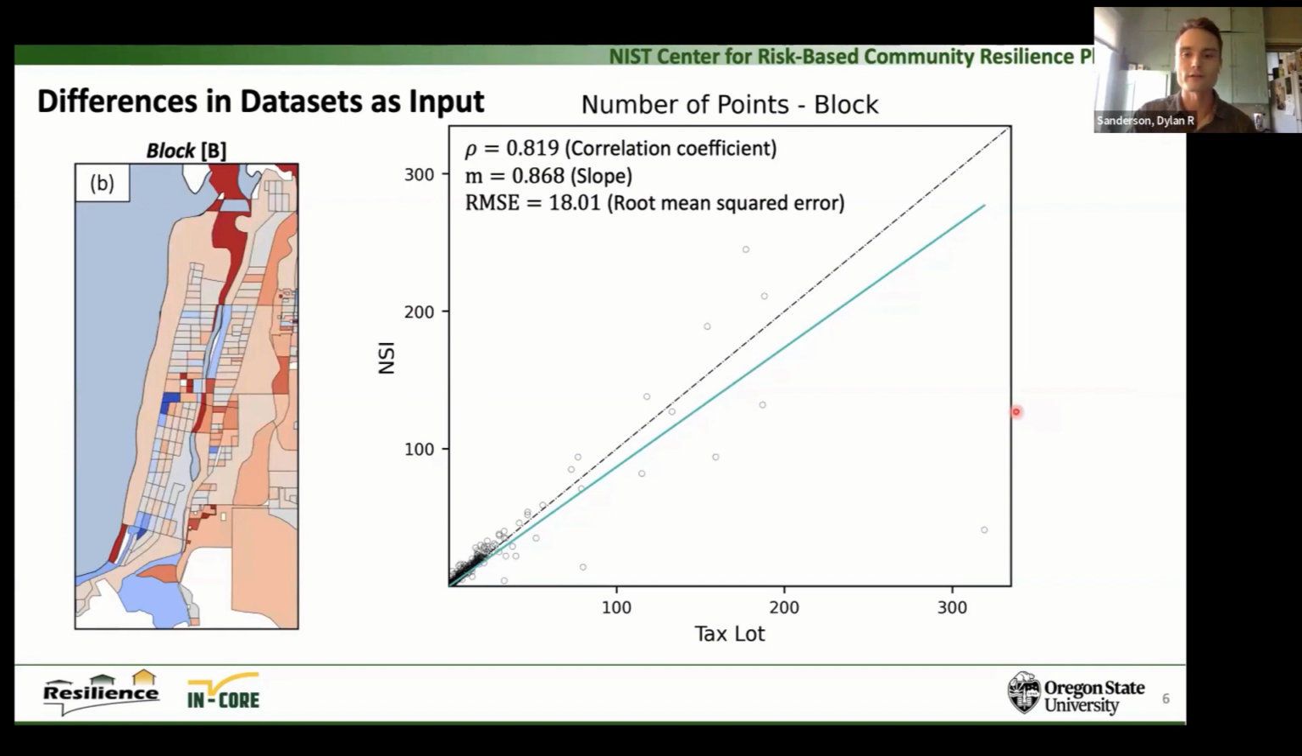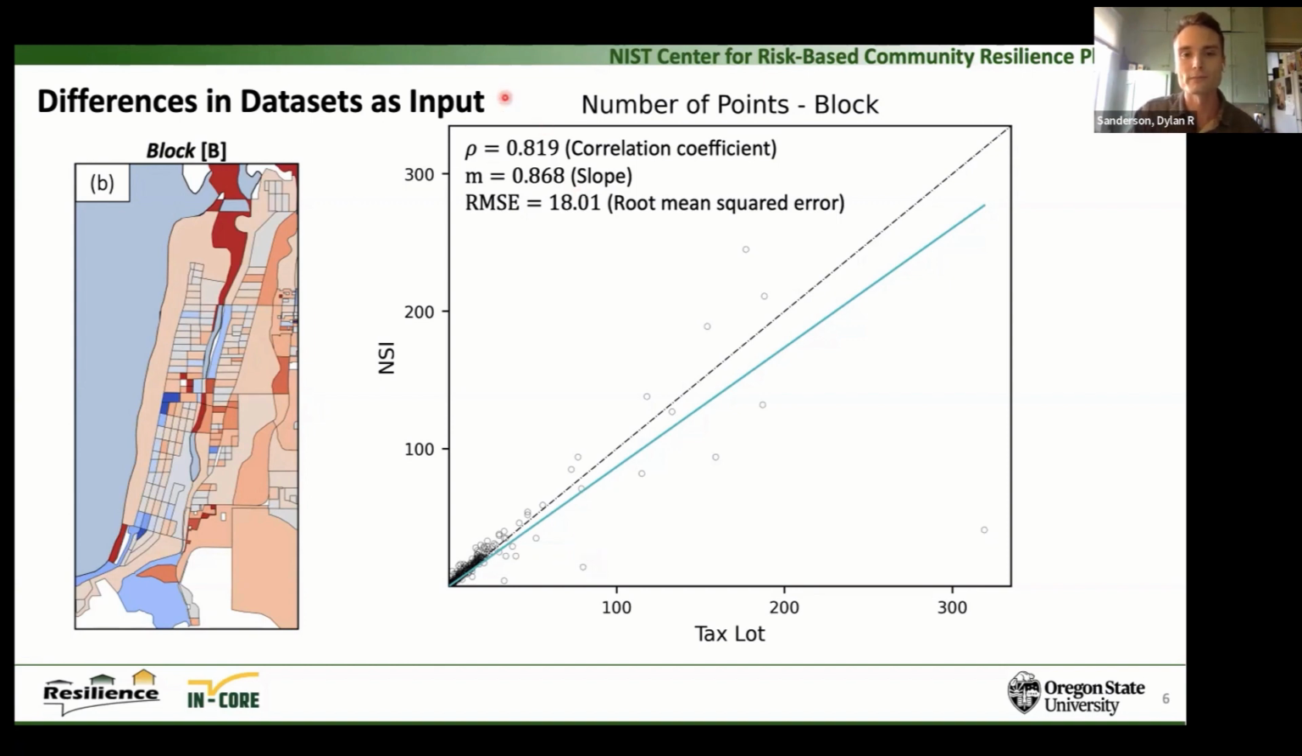We also wanted to think about putting numbers on these. So looking at the block level in particular, we can make these relationship plots where we have tax lot on the x-axis, and NSI on the y-axis. This plot shows the number of points in a block. So for example, this point down here, maybe there are 80 or so tax lot points in a single block, but that same block also contains maybe 15 or 20 NSI points.